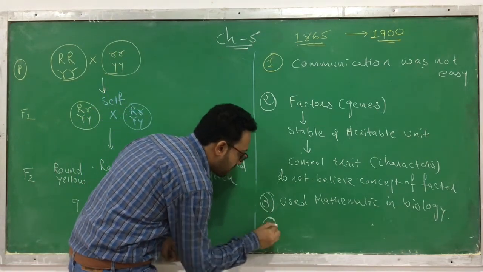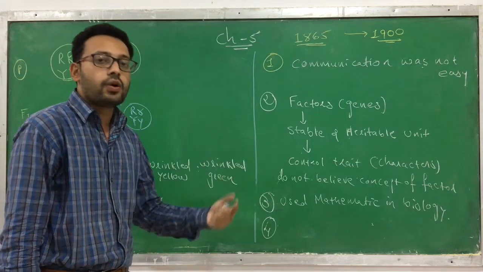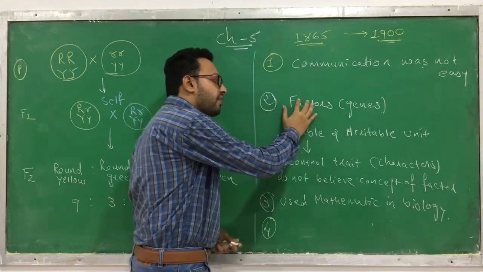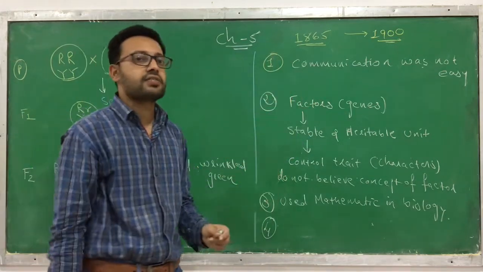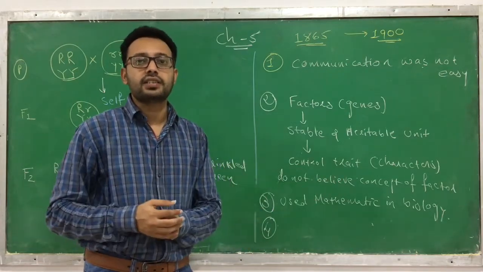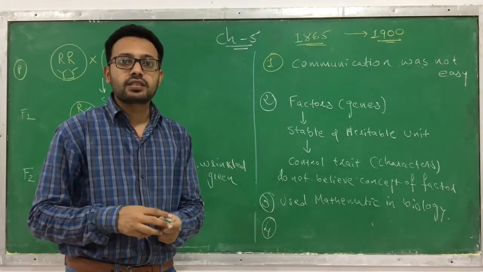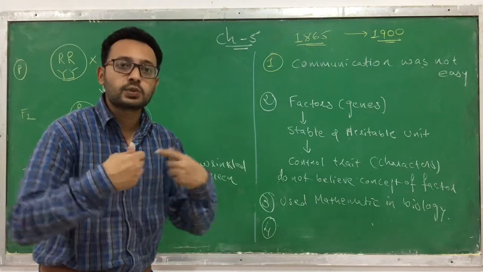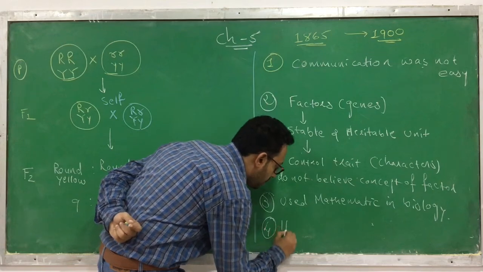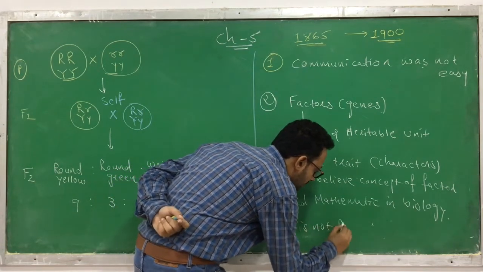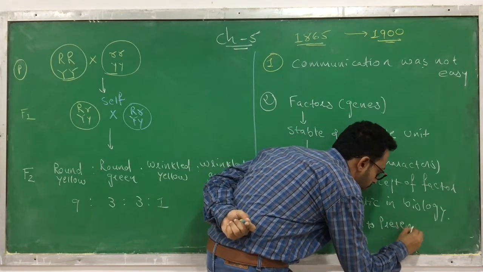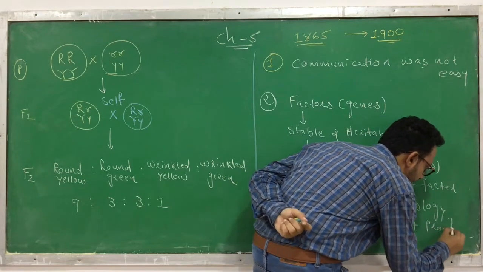The fourth, major reason why Mendel's work remained unrecognized: he gave the concept of something he named a factor, which is transferred from a parent to the next generations. It remains stable and heritable, and it controls the different characteristics. Mendel said this, but he was not able to present his proof. Why were his colleagues and scientists not believing him? Because he was not able to present or show the proof of factors.